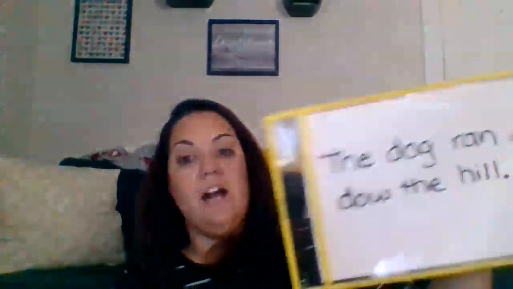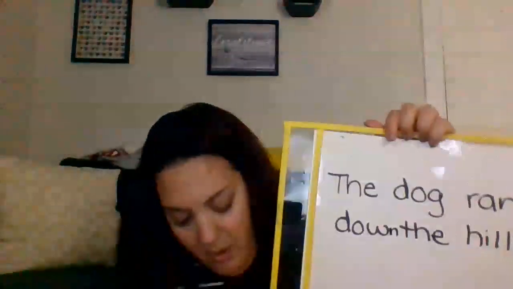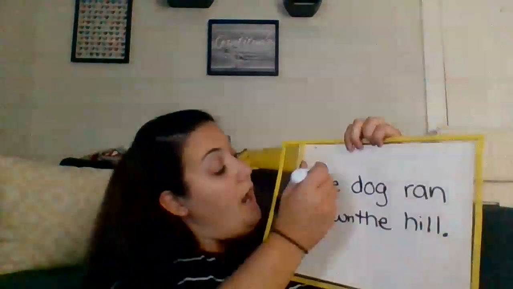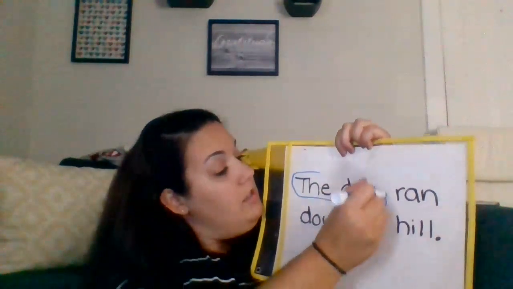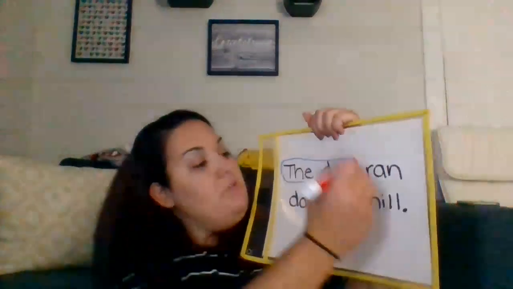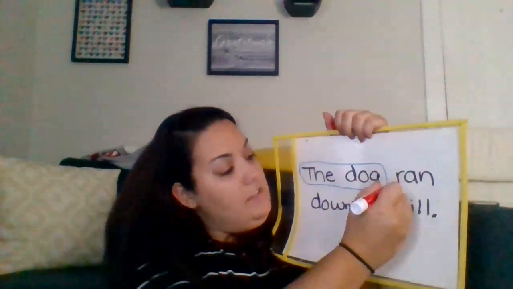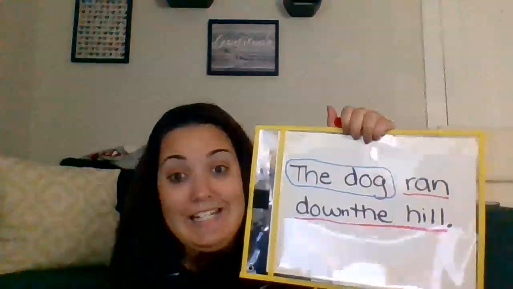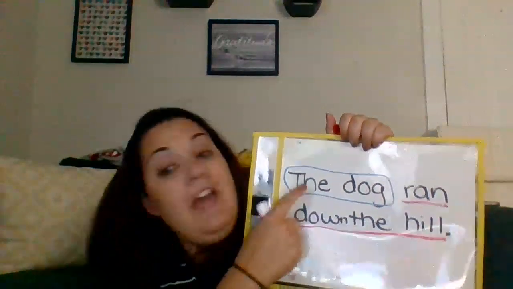The dog ran down the hill. And I forgot to add an N at the end of down. The dog ran down the hill. Let's think about who or what the sentence is about. This sentence is about the dog. That's our subject. The dog. And what did the dog do? That will be our predicate. The dog ran down the hill. So ran down the hill is our predicate. That means this is a complete sentence. It has a subject, the dog, and it has a predicate, ran down the hill.